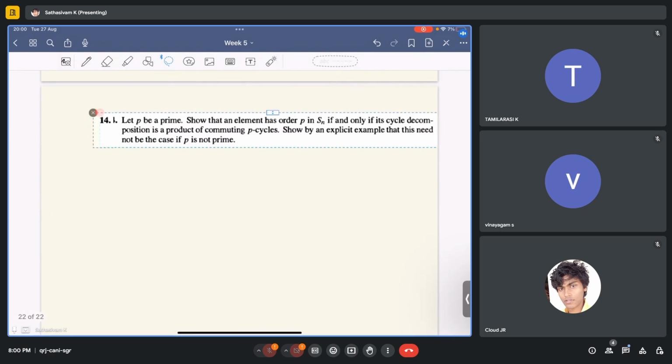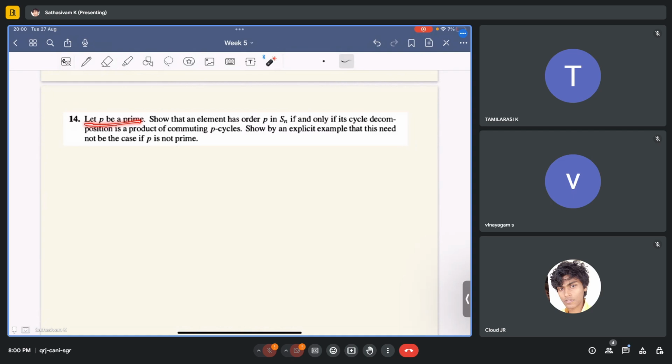This problem says the following. Let p be a prime. An element has order p in S_n if and only if its cyclic decomposition is a product of commuting p-cycles. Once you write it as a cyclic decomposition, what you get is a product of p-cycles. Of course, when you write it as a cycle decomposition, the cycles are disjoint, so they always commute. That is not a problem. But what it says is that it is a product of commuting p-cycles.